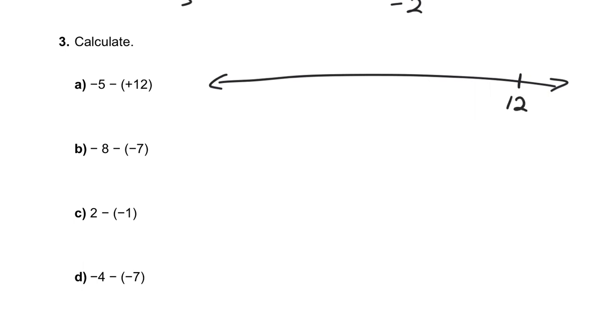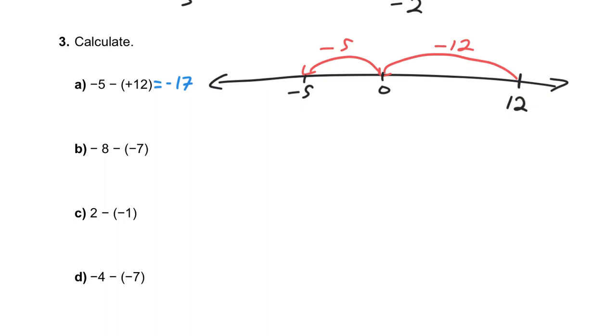So I'm going to take a big jump to 0. Minus 12 gets me to 0. Then I take another jump of 5 negatives, and that gets me to -5. But the question is how far is it from 12 to -5? And in total here, we have 17 negatives. So the answer is -17.